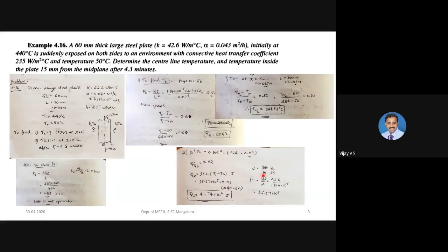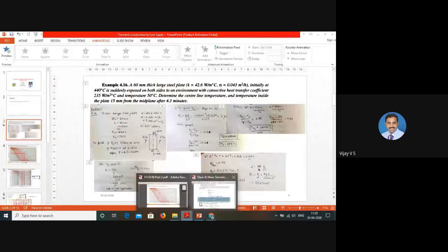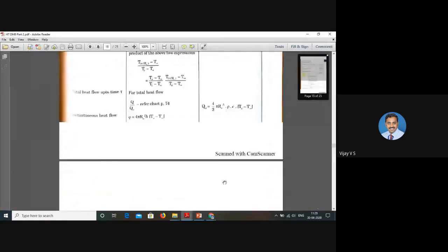So what you can do is use thermal diffusivity alpha. Alpha means K by rho C. Therefore rho C you can calculate as K by alpha. Using that, find out Q naught. This is in joules. So this is how we can use the data handbook. Does anyone have a doubt in this data handbook? Clear?